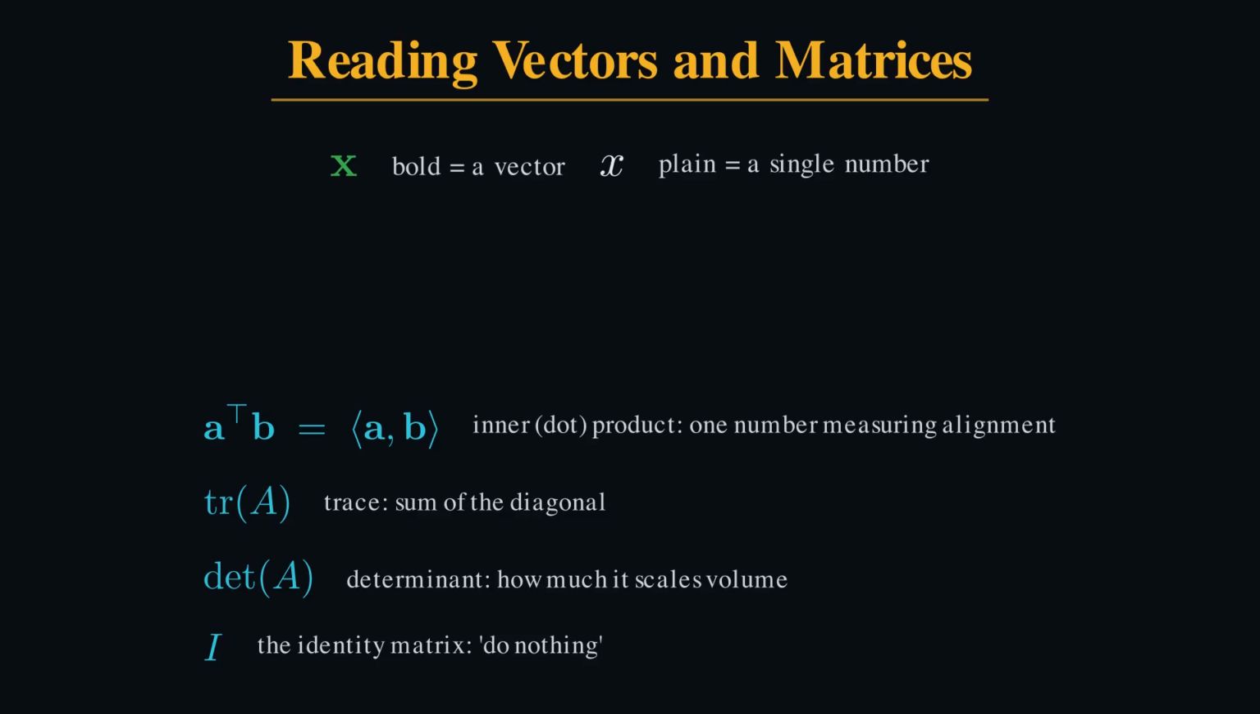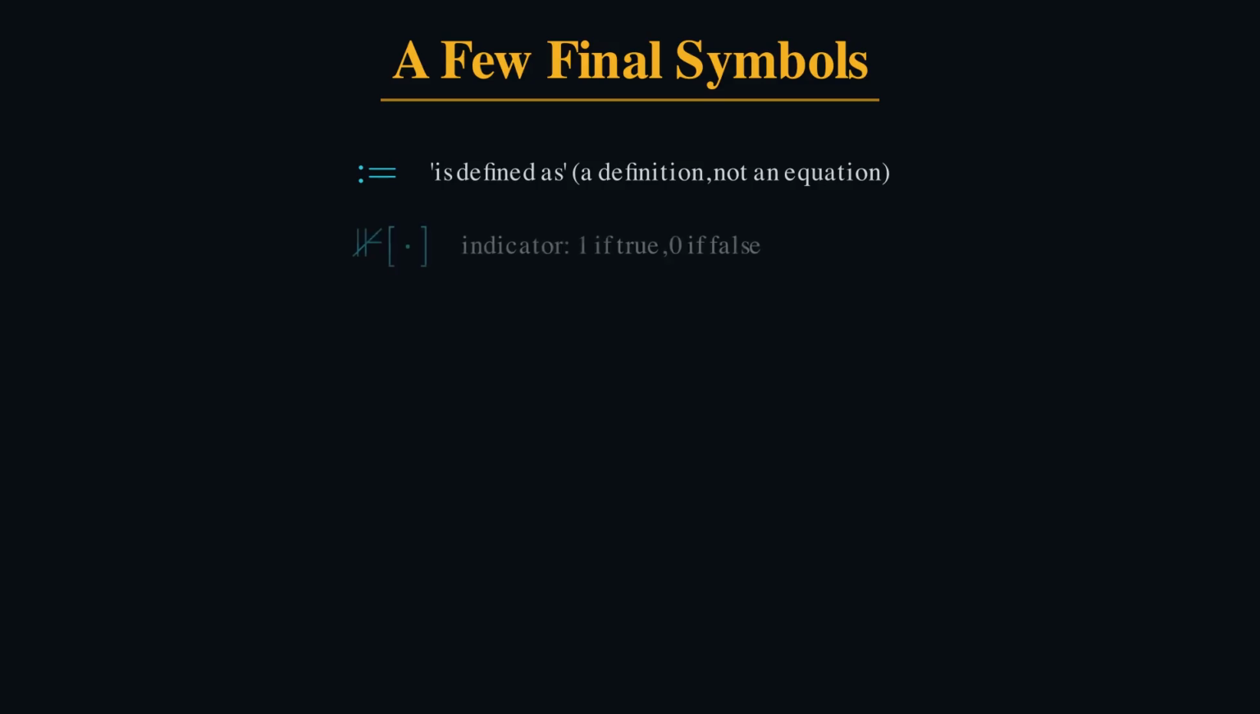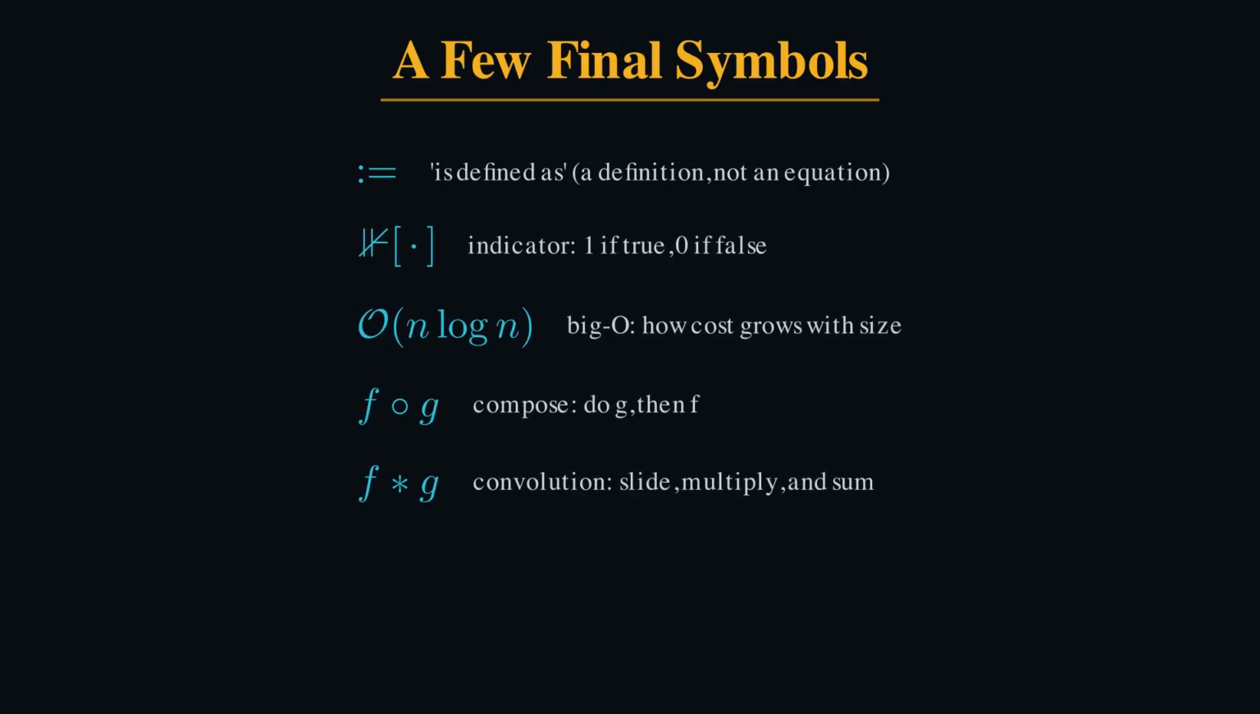Trace of A adds up the diagonal. Determinant of A measures how much a matrix scales volume. And capital I is the identity matrix, the do-nothing transformation. And a final grab bag that rounds out almost any paper. Colon equals means is defined as, introducing a new name rather than stating an equation. The Blackboard one in brackets is the indicator. It equals 1 when the condition inside is true, and 0 otherwise. Big O of something describes how an algorithm's cost grows as the data grows.